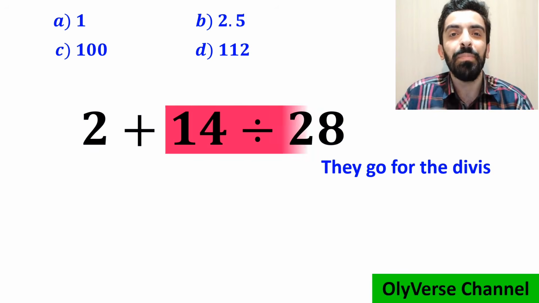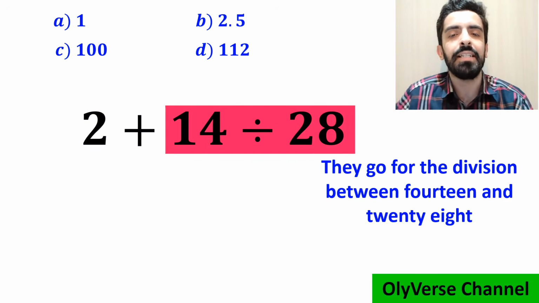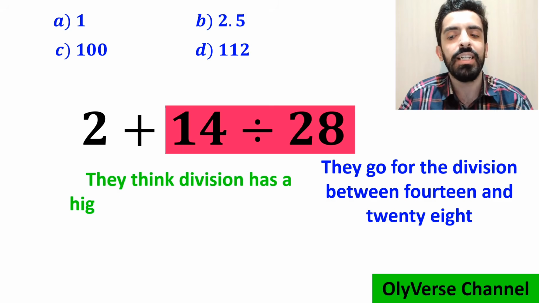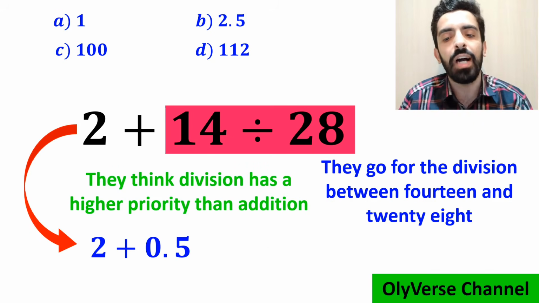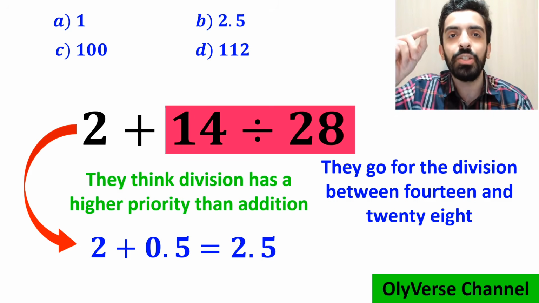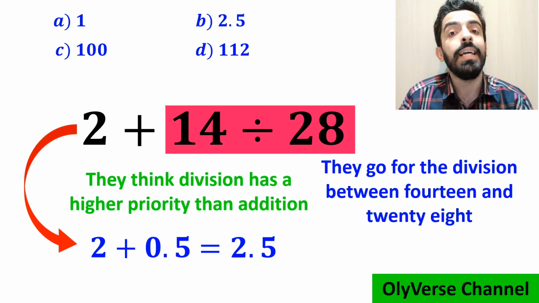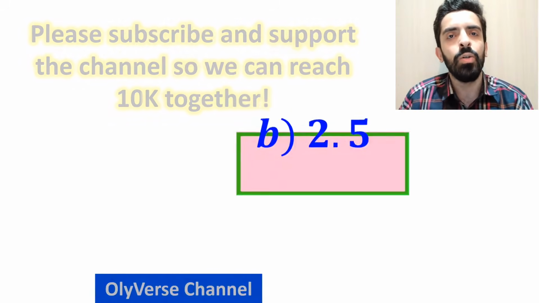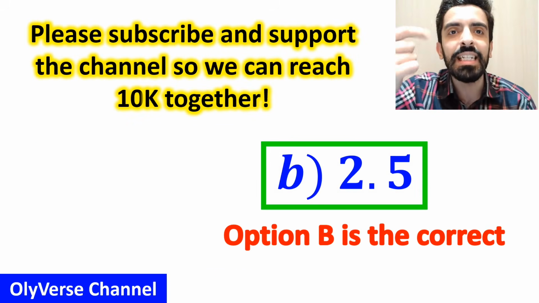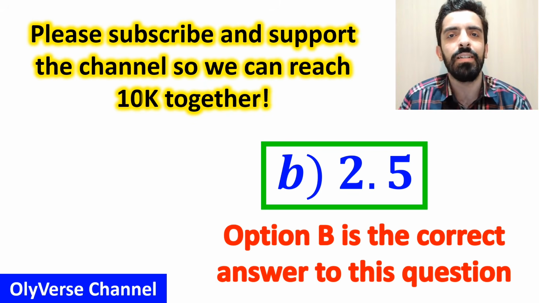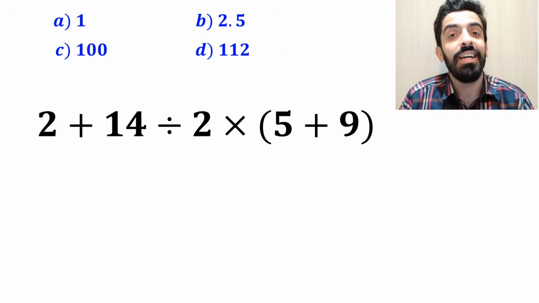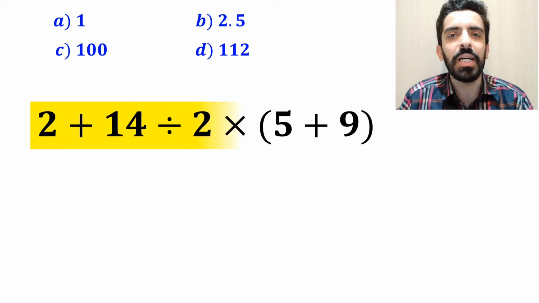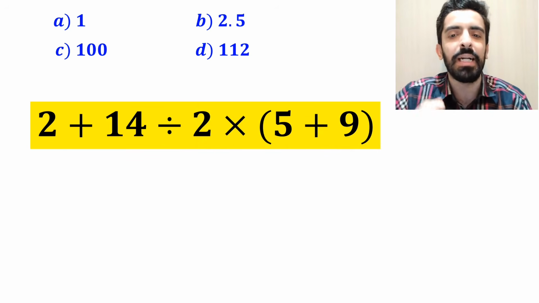Then, they go for the division between 14 and 28 because they think division has a higher priority than addition. And they rewrite this expression as 2 plus 0.5, which ultimately gives them the answer 2.5. And immediately, they conclude that option B is the correct answer to this question. However, that's definitely wrong. Alright, now let me explain step by step how to solve this expression properly.